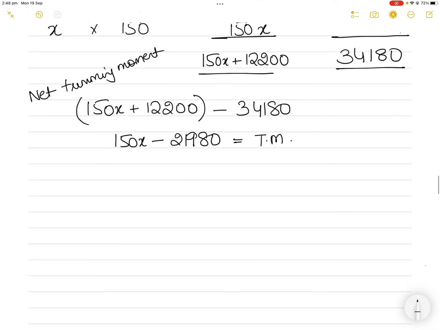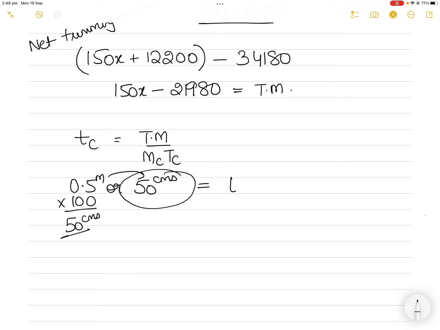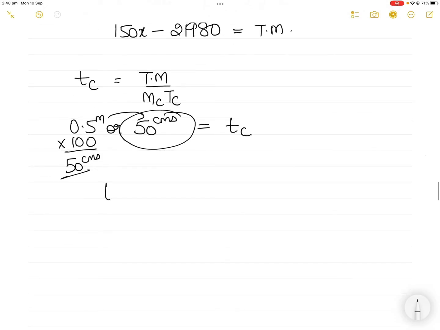But the trimming moment can also be calculated by this formula here, where the change in trim required equals the trimming moment divided by MCTC. So the change in trim required is 0.5 meters, or you can say 50 centimeters in this case. 0.5 multiplied by 100 is 50. So 0.5 meters has to be converted to 50 centimeters. This is the change in trim required, TC. Right? Why? Because MCTC, the moment to change trim by 1 centimeter, works only for centimeters.